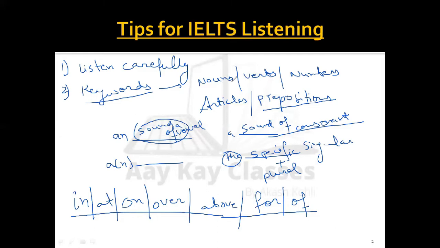And what about nouns, verbs, and numbers? Numbers are of course the dates or some measurements, or you can say some kind of years or whatever. So all these numbers you need to focus on.